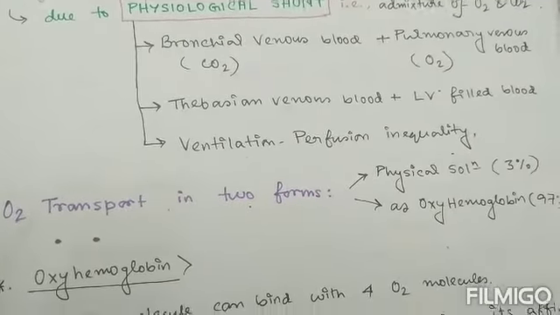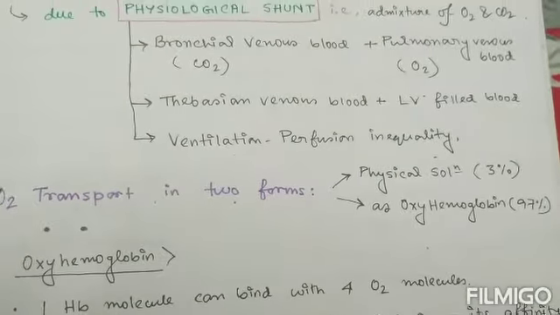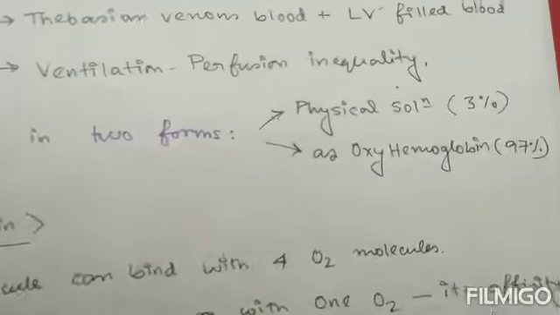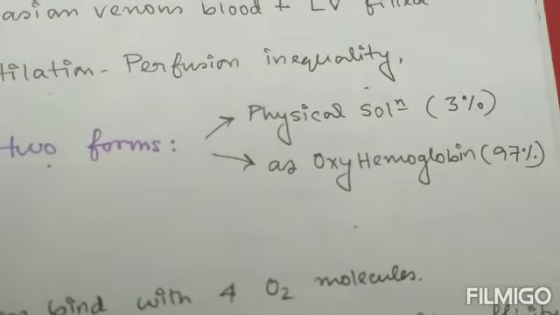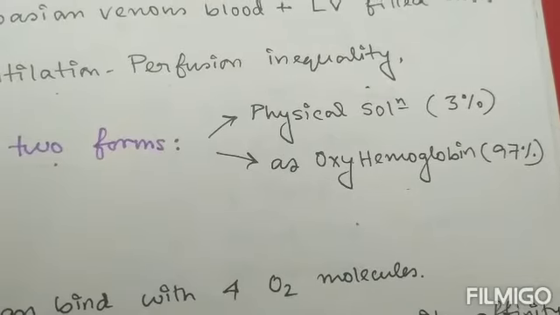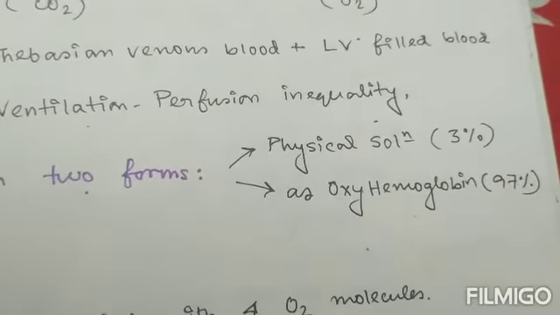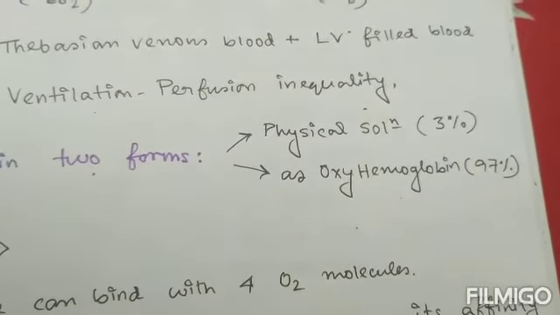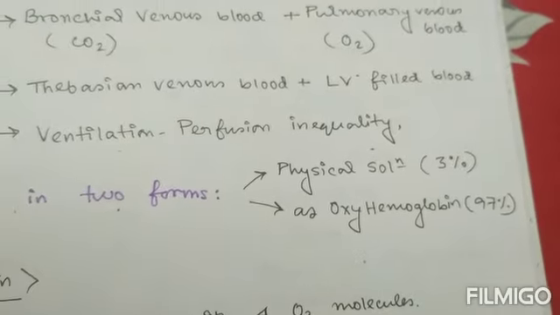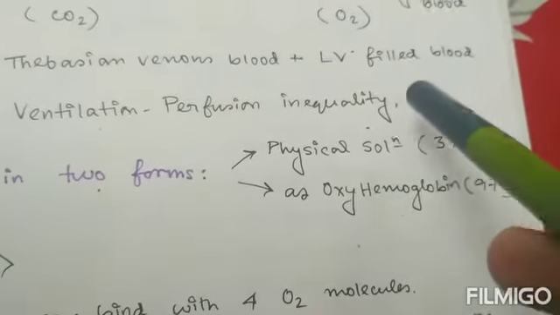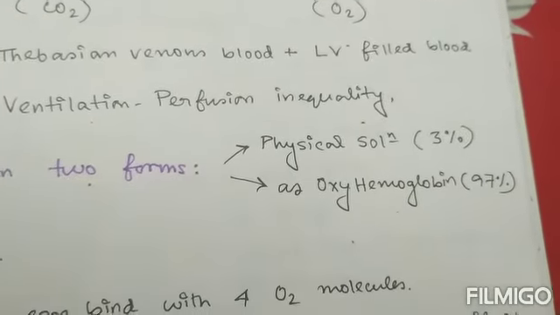Now coming to the oxygen transport in various forms. Oxygen is transported in two forms. Majority of oxygen is transported in bound form, that is called oxyhemoglobin, and only 3% is in physical solution, that is oxygen getting dissolved in the plasma. And about this physical solution, two pieces of information should be known: the dissolved oxygen can easily enter the tissue, and oxygen from the RBC, even before entering the tissue, gets dissolved in the blood.